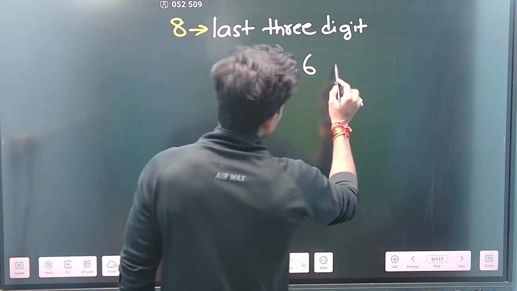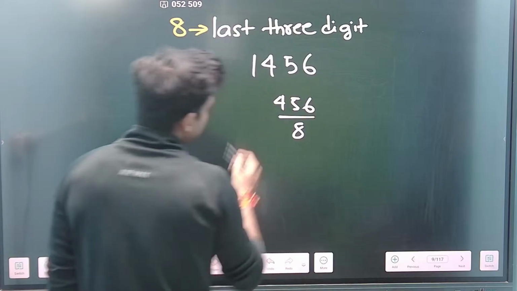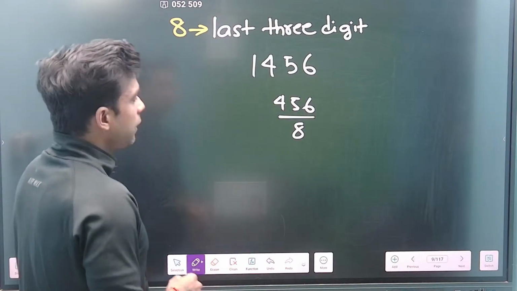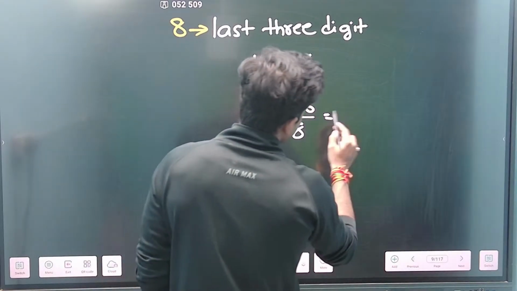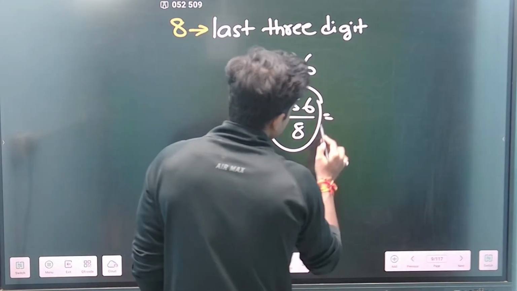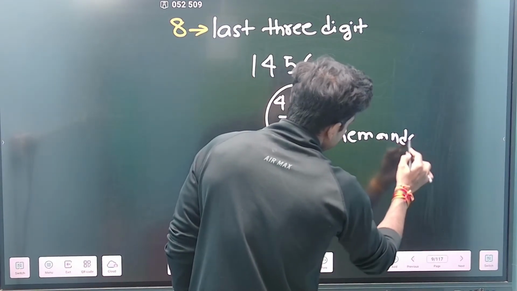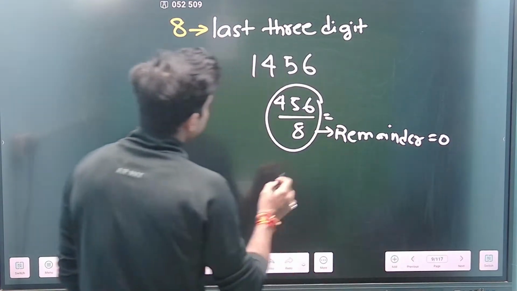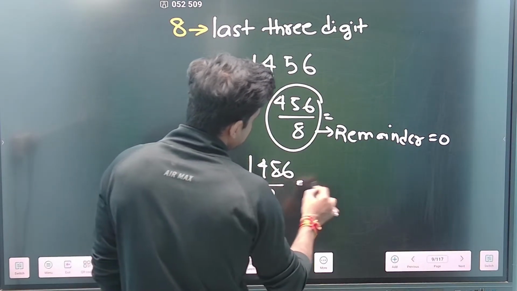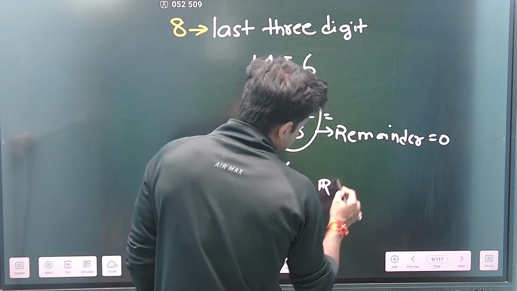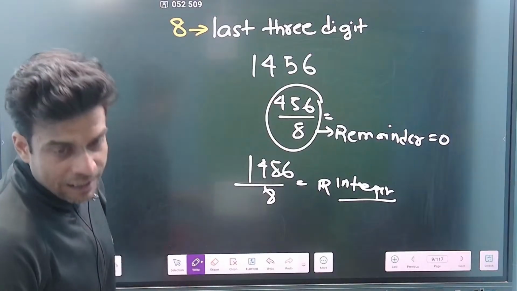Is 456 divisible by 8? Now 8 fives are 40, 8 sixes are 48, so 8 times 57 is 456. So you can see that 456 is divisible by 8. Then the remainder would be 0, and I can say this whole number, 1456, would be divisible by 8, and the answer would be in integer form. Always see, divisible means the answer should come in the integer form, correct?